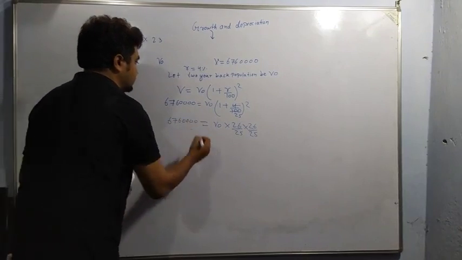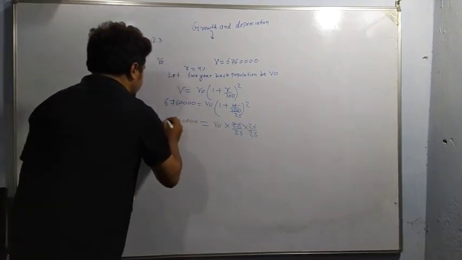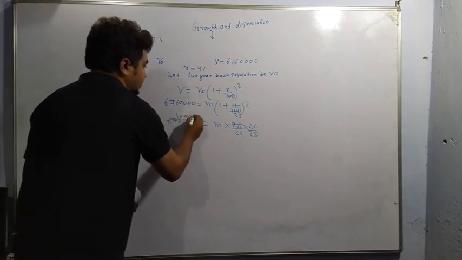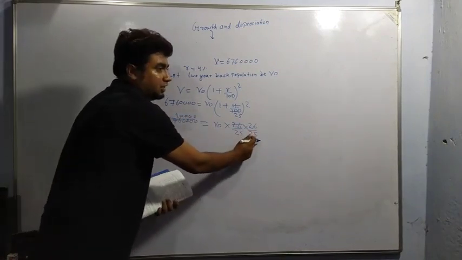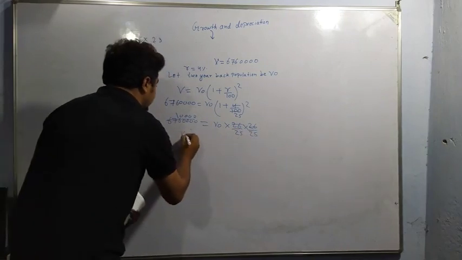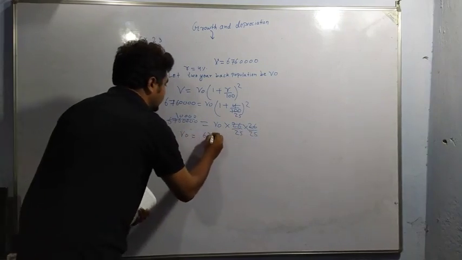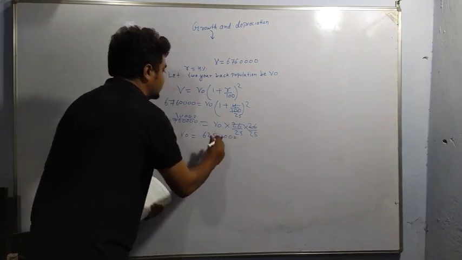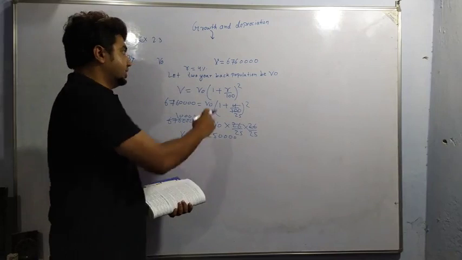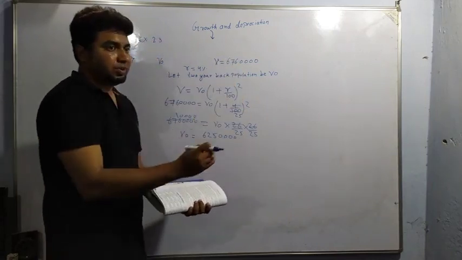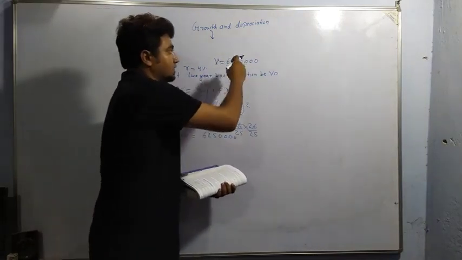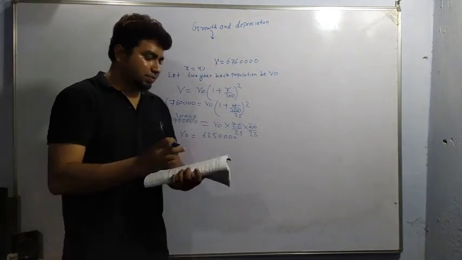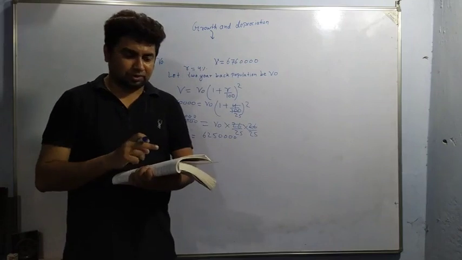is equal to 676 and 4 zeros. From here we can cancel 26 into 26, which is 676. So from here we are getting only 4 zeros, and 25 into 25 is 625. So V naught is coming out to be 62 lakh 50,000. So this was the population 2 years back, which is giving rise to the present population, 676, after 2 years. So this is question number 3. Now we'll be going to question number 8.